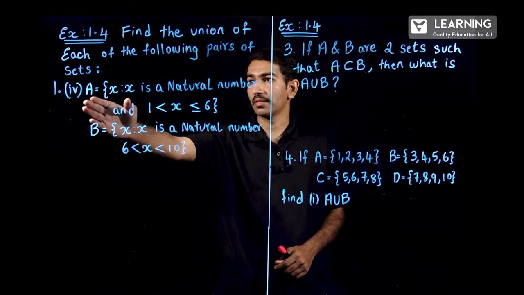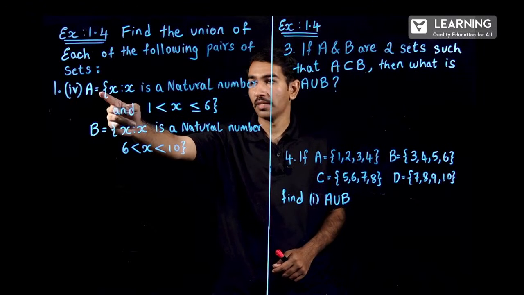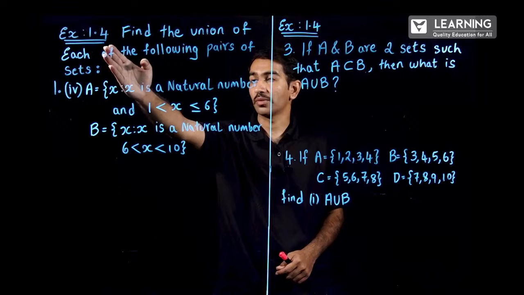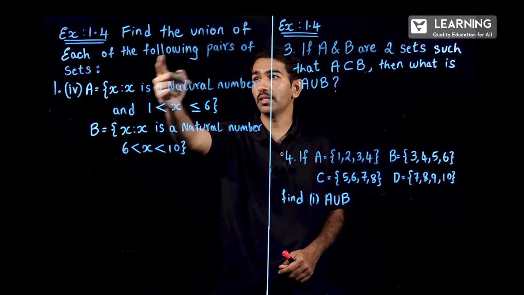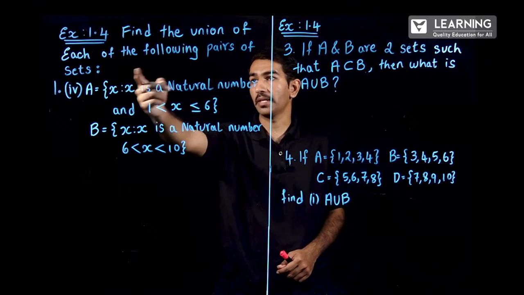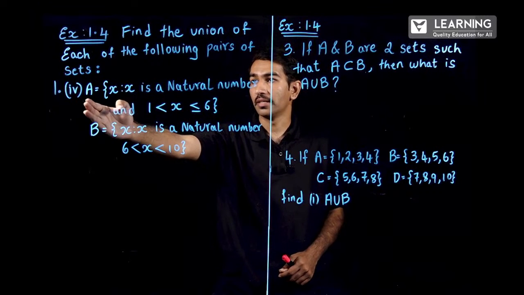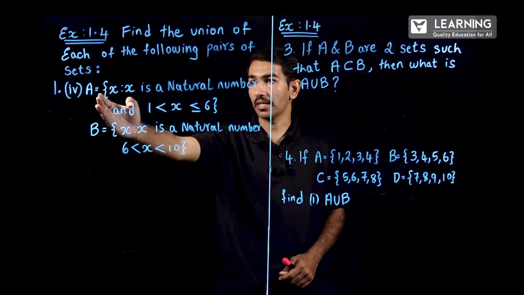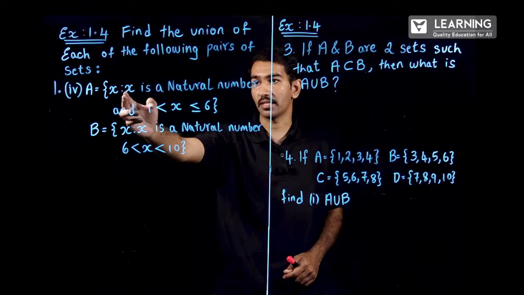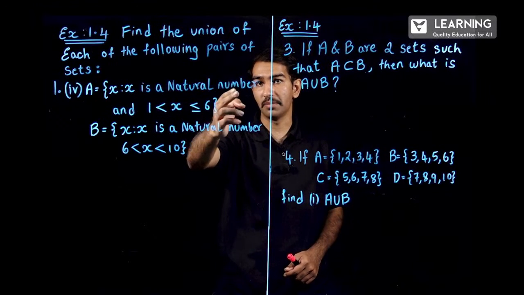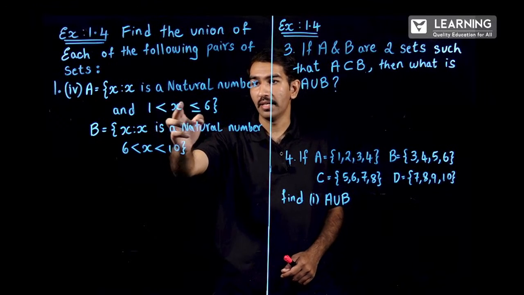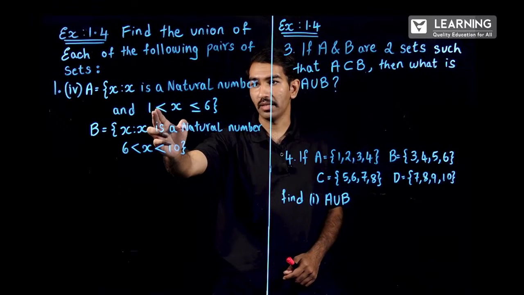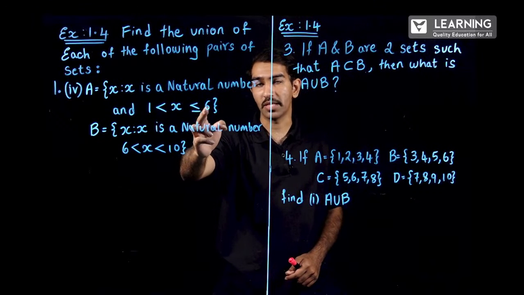Number 1, sub question number 4. The question says, the heading is find the union of each of the following pairs of the sets. The fourth sub question under that is A is equal to X such that X is a natural number and X is greater than 1 but lesser than or equal to 6.